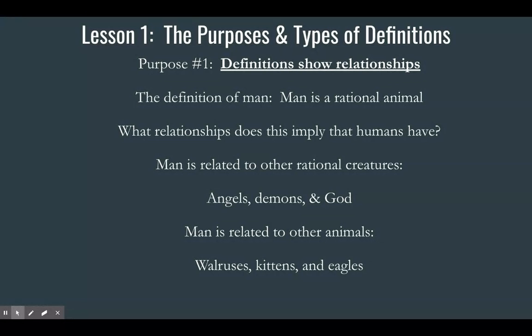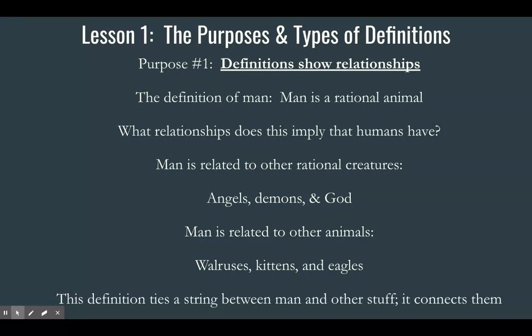So the first purpose of definitions, they show relationships. This definition of calling man a rational animal, it ties a string between man and other stuff. It connects them. Man is connected to God. Man is connected to animals. This definition is showing the relationship between them. So that's the first purpose.